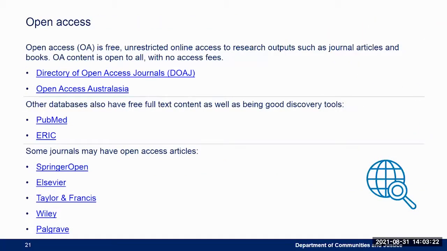Open access is increasing around the world. They still need to go through a QA and peer review process to meet a threshold of credibility. And I have listed a whole lot of options here to search for open access articles. So this is at no cost to you. So you can access one of these, either journals or the Directory of Open Access Journals, Open Access Australasia, PubMed and ERIC, and some of the journals there to access free text and open journals. So that means they're free, you'll get the full PDF, and you can often download them and save them.